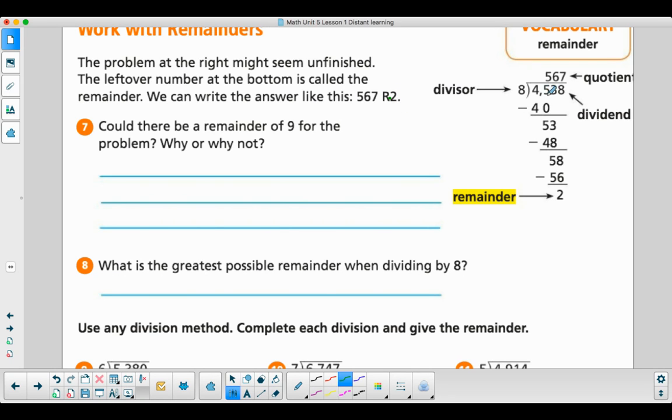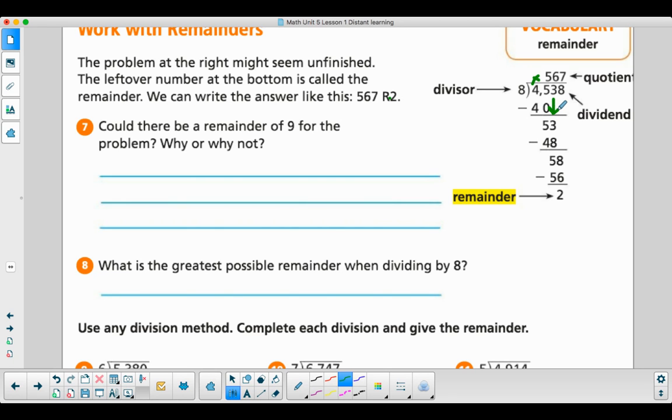All right, so they did all this division. They said 4 does not divide by 8. 45 divided by 8 is 5. 5 multiplied by 8 is 40. 45 subtract 40 is 5. 5 is less than 8. So that can't be divided anymore.